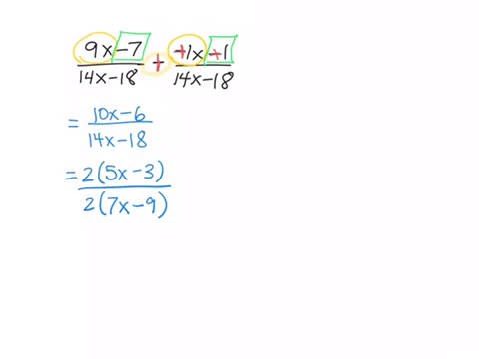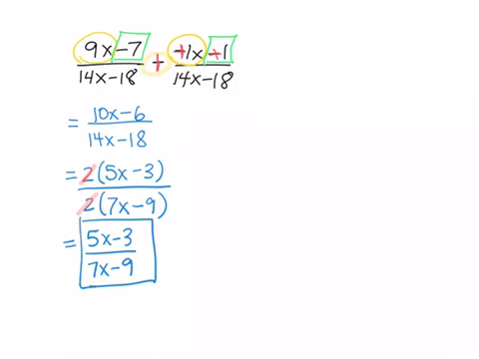So do you see anything that's common that can thus cancel or reduce away on top and bottom? Hopefully you notice these 2's. So that means your answer in simplest form would be 5x minus 3 over 7x minus 9. This is your solution.